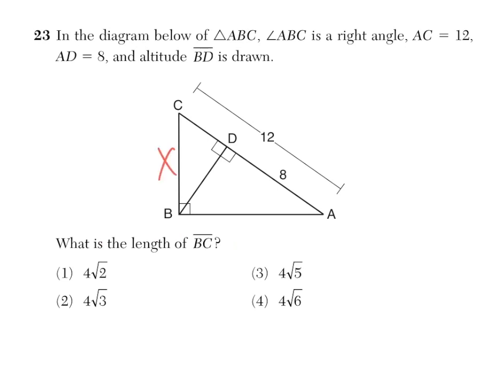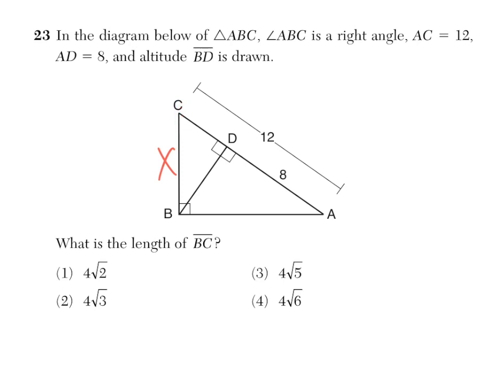Well, the first thing I know is that we're going to be creating a proportion to determine what BC is. And to do that, we're going to need to establish similarity between this small triangle right here and the overall big triangle. We can do that because the small triangle has a 90-degree angle. Likewise, the big triangle has a 90-degree angle. And they both share angle C. That's, of course, the reflexive property. So we've got angle-angle similarity.